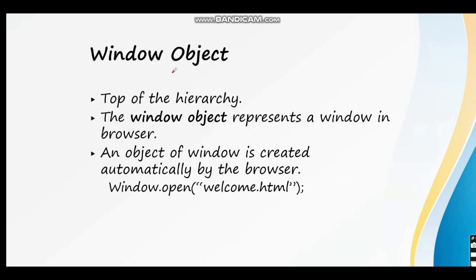Next is window object. This is the top of the hierarchy, that is nothing but the root object. The window object represents a window in a browser. An object of window is created automatically by the browser, right? An example here is window.open, and in the parenthesis what we are passing is welcome.html. So this is nothing but the HTML file which we are trying to open into the browser.